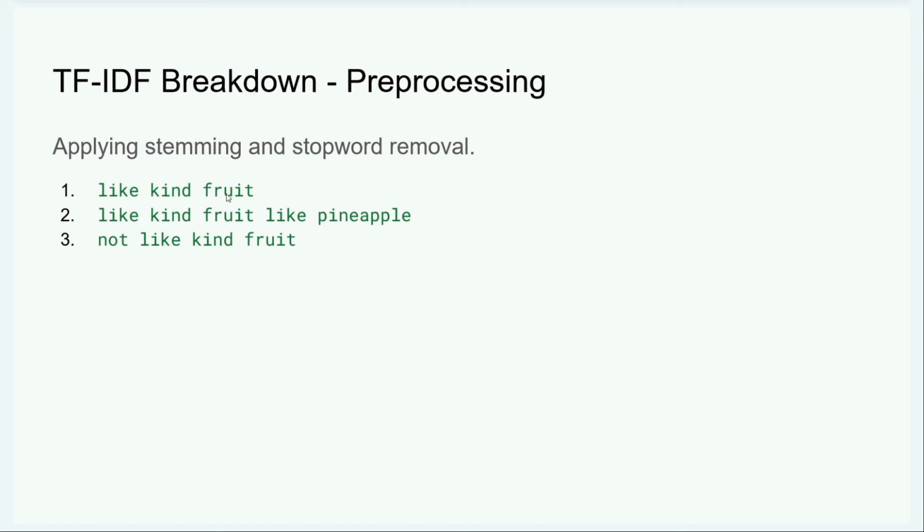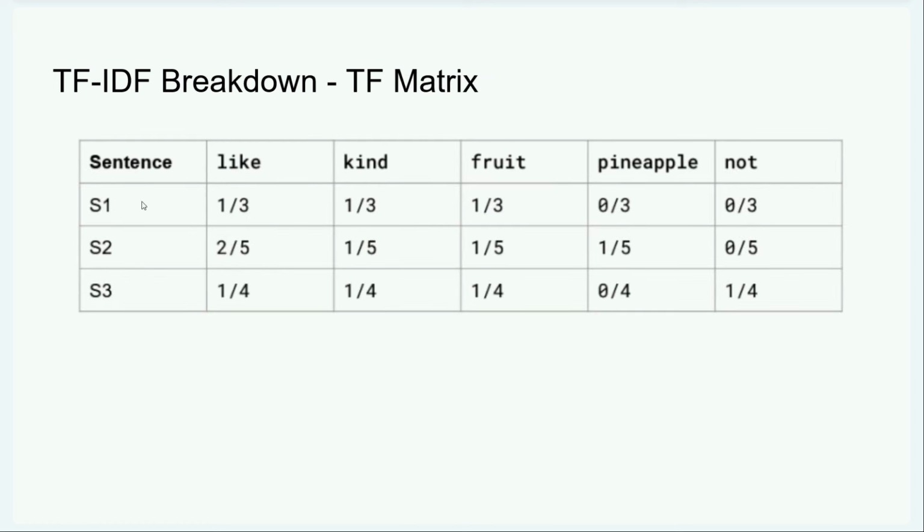So we have like, kind, fruit. These are 3 words which are repeating in all the sentences. Then we have pineapple and not. So only 5 words in our vocabulary.